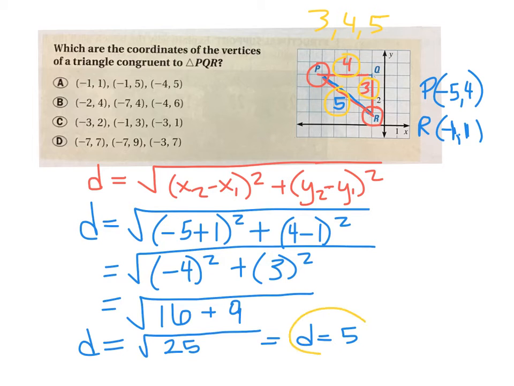Okay, so now we have the side length 5. We need to figure out which of these has side length 3, side length 4, and side length 5. You can either use the distance formula multiple times, which is a pain, or we can try and see if we can just look at these.